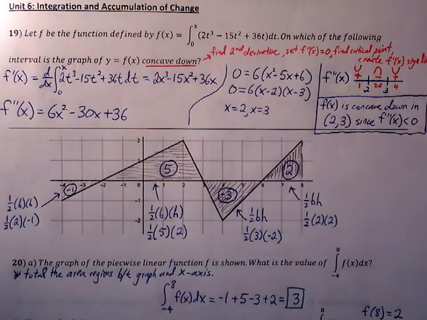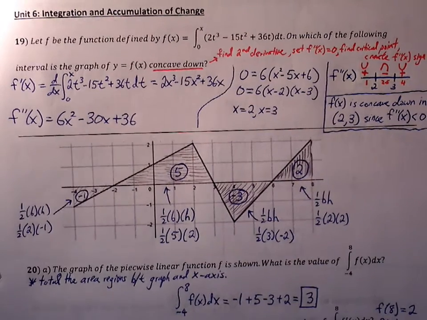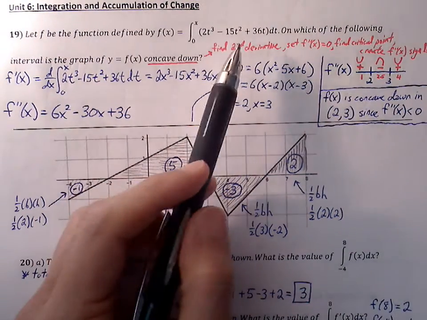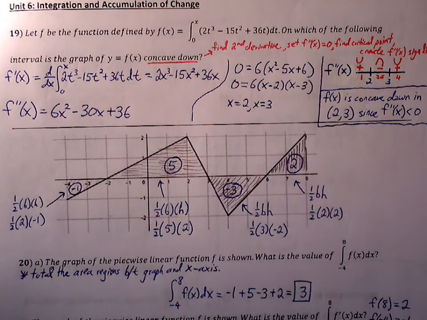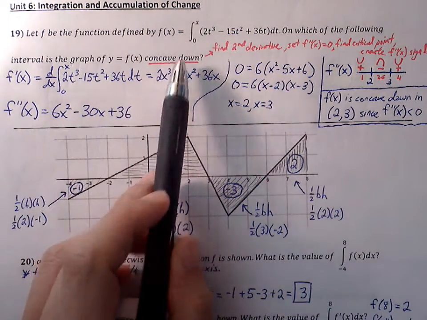Let's look at the last of the AP Live worksheet problems here. This is number 19. Let the function defined by f of x, which is the definite integral from 0 to x, 2t cubed minus 15t squared plus 36t. On which of the following intervals is the graph concave down?